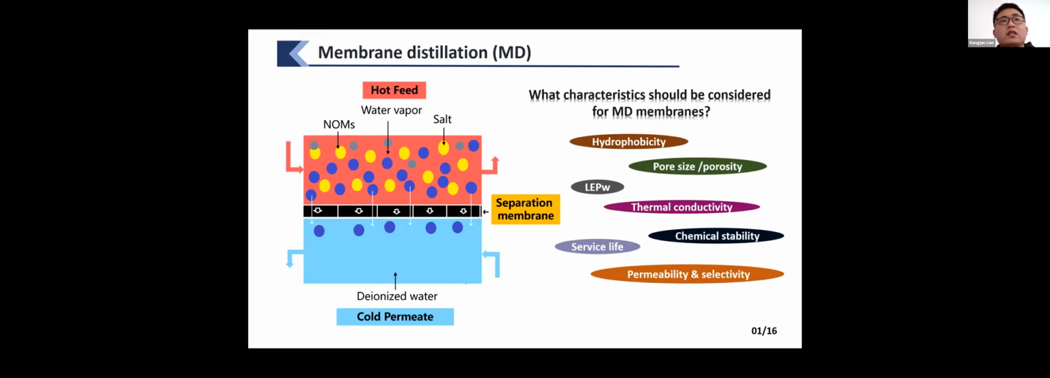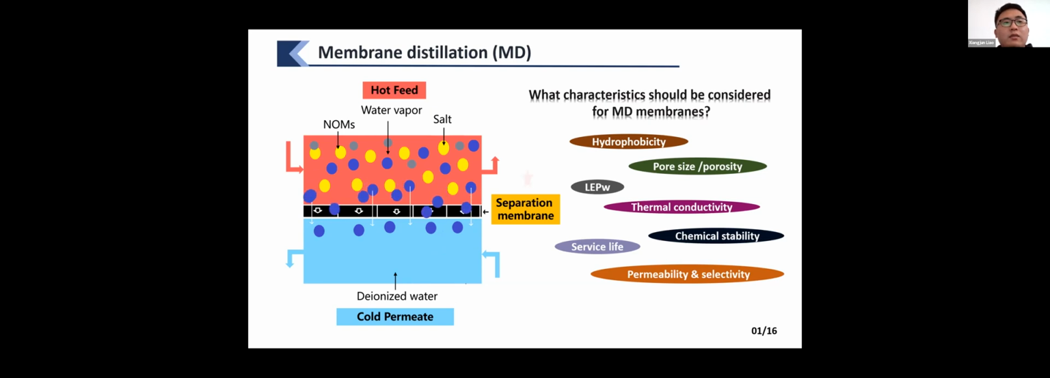Membrane distillation is a membrane process driven by the vapor pressure across a hydrophobic membrane. During this process, MD separates the cold stream from the hot feed solution by allowing only volatile compounds to pass through it and rejecting the non-volatile compounds on the feed side.